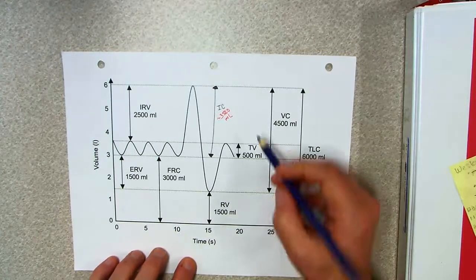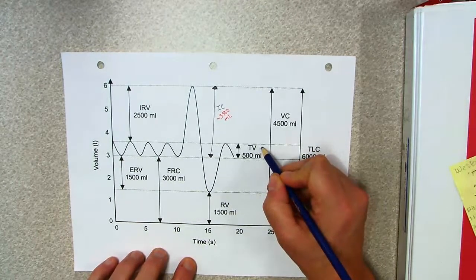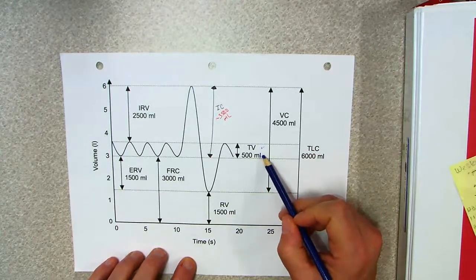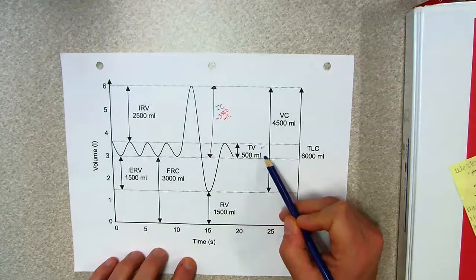The first thing that we're going to look for is called tidal volume. Tidal volume refers to the volume of air that's inspired or expired in a normal or quiet resting breath. And typically in a normal person, this is going to be about 500 milliliters.